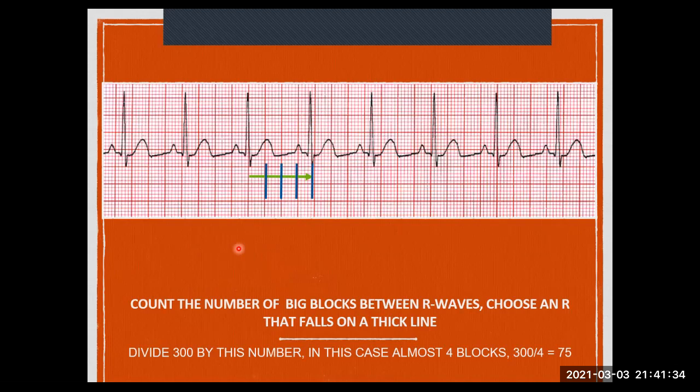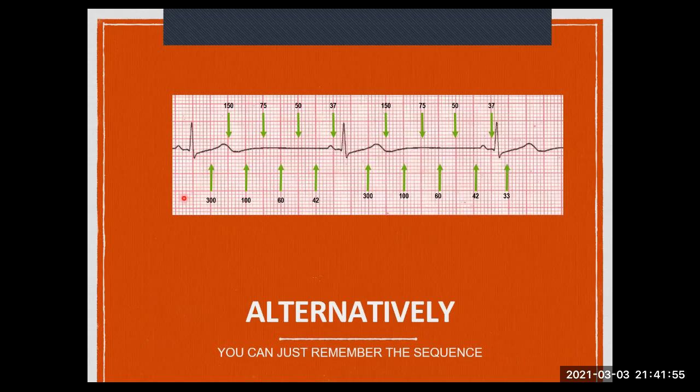The way that we used to work it out was to count the number of blocks between the R waves. In this case, it would have been 1, 2, 3, 4. We would then take 300 divided by 4, and you get about 75. If you became very technical, you would go by 3.8 or 3.7, things like that, and work it out from there. If you're very clever, you could remember the sequence and learn that off.